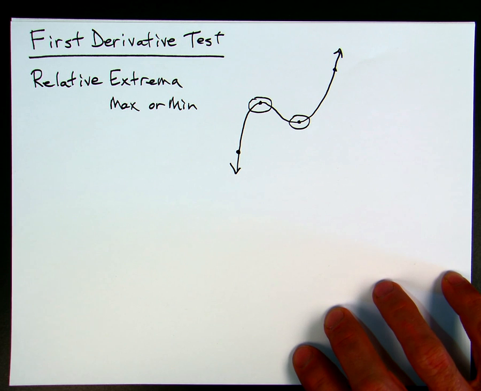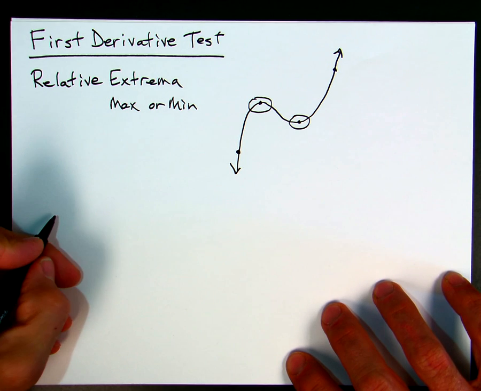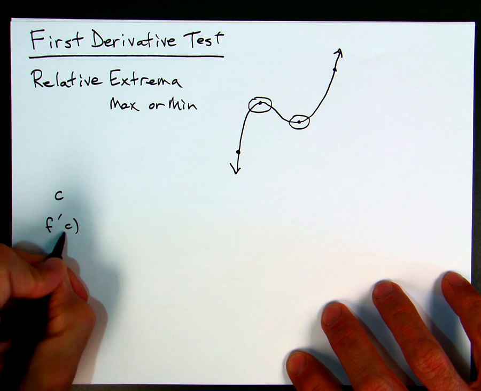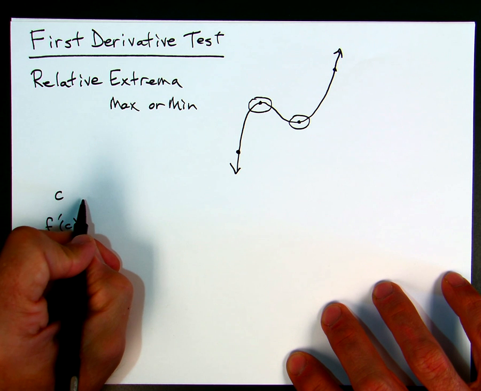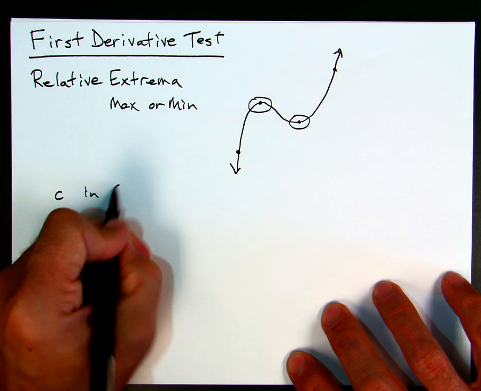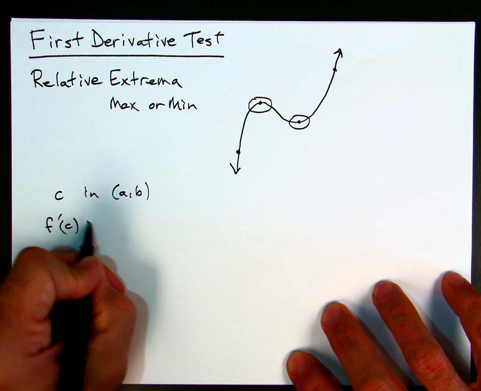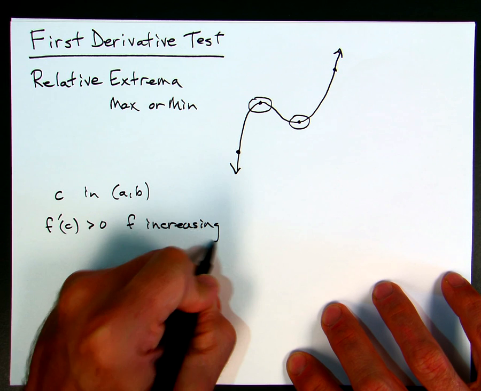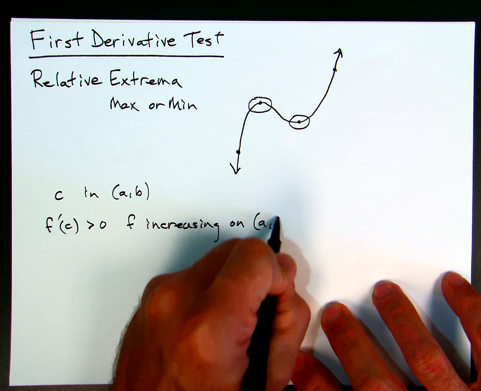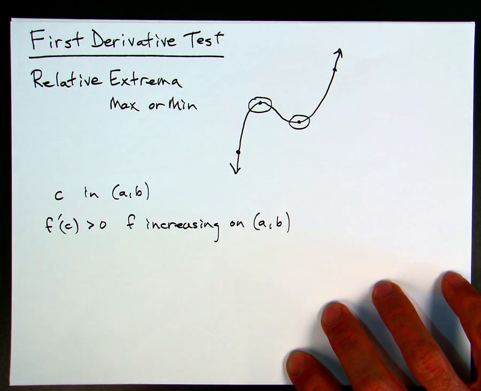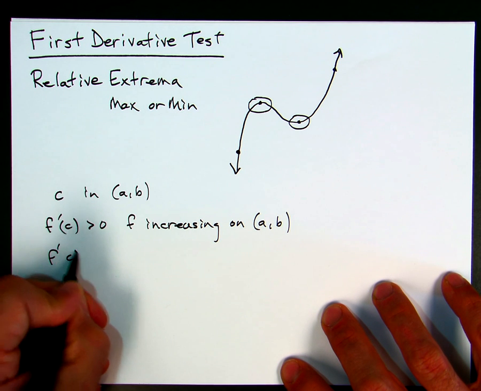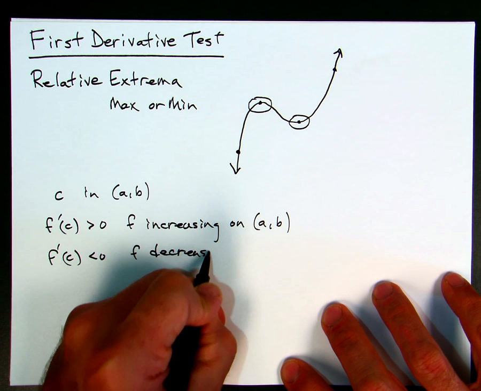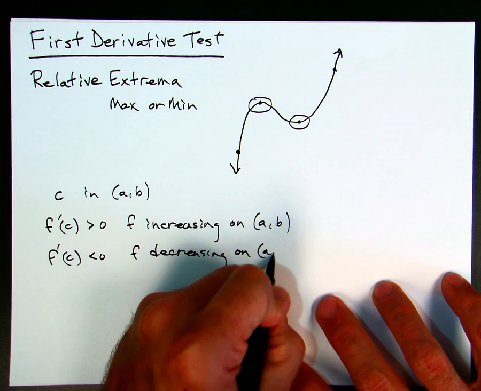Well, when we talked about increasing and decreasing functions, we found that for a point C, any point in some interval AB, if f prime of C was positive, then f was increasing on the open interval A to B. So C is just any point in AB. And then if f prime of C was negative, then f is decreasing on that interval.